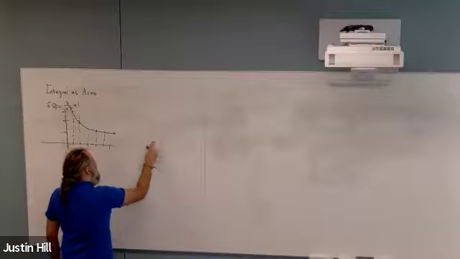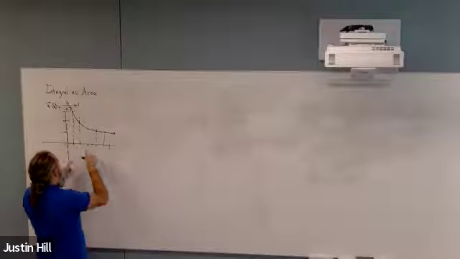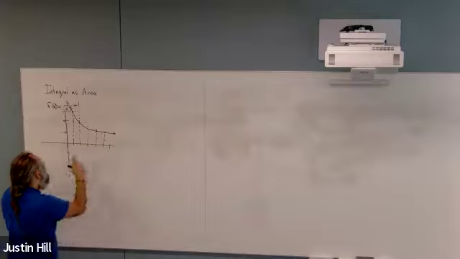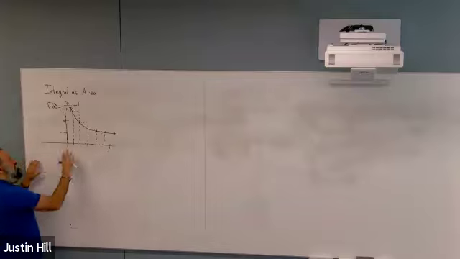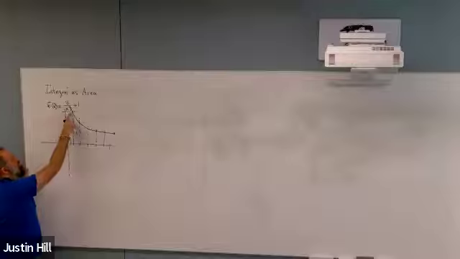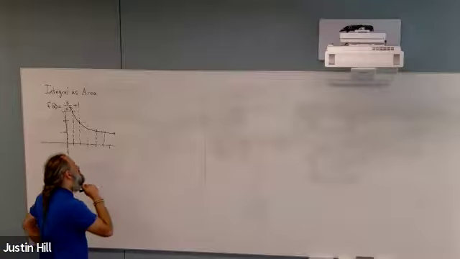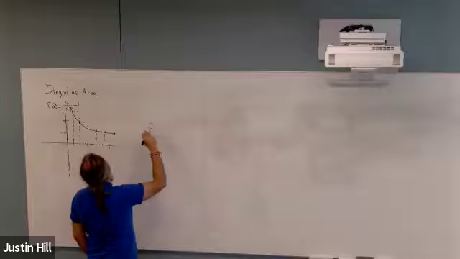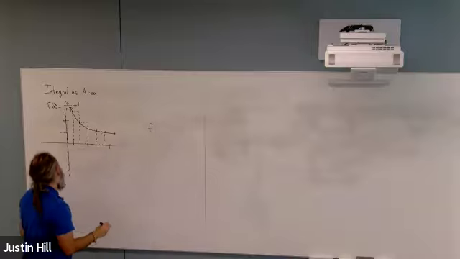So let's look, really quick, at how you do each of these calculations. I'm finding the area of a rectangle, right? So I just need width times height. Now for each of these rectangles, the height is going to be the point on the curve, so it's going to be f of whatever the x value is there, right?